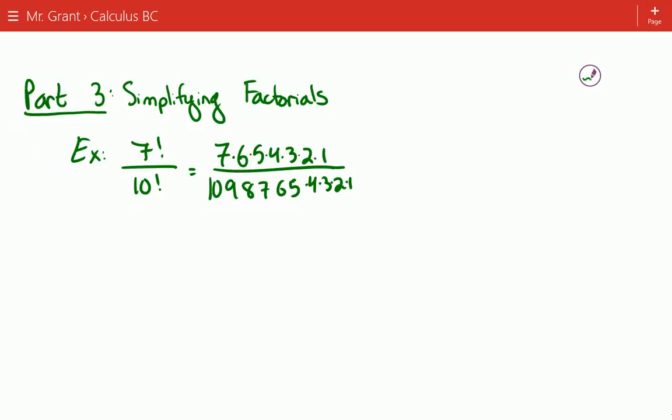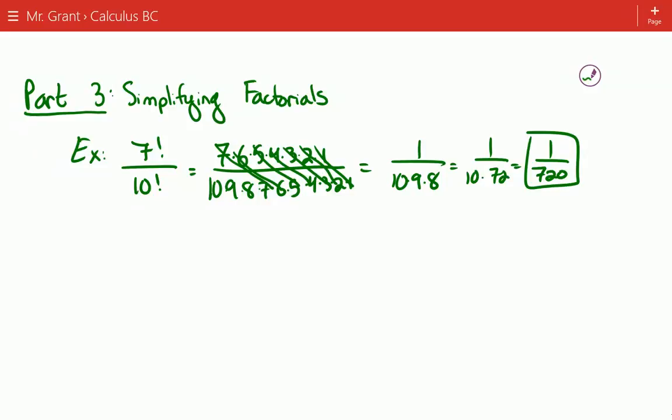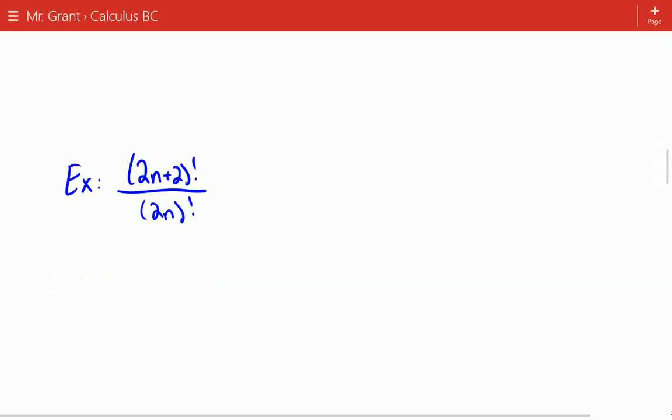And then if you write them out, if you expand them like this, it's pretty easy to see how to simplify. So the 7, 6s, 5s, 4s, 3s, 2s, and 1s all go away. So we really just end up with 1 over 10 times 9 times 8, which isn't too bad. 1 over 10 times 72, which is 1 over 720. Okay. Easily simplified. Don't need a calculator for it. Nothing too bad. Things get a little trickier though when they ask you to simplify a factorial that uses variables instead of numbers, but not too much.